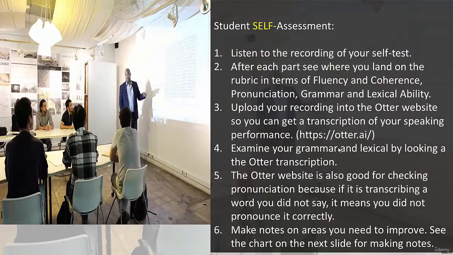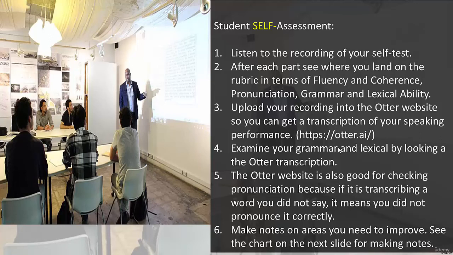Okay, so this is how you do a self-assessment. You want to listen to the recording of your self-test. Remember at the beginning I told you to record yourself. After each part 1, part 2, part 3, see where you land on the rubric in terms of fluency and coherence, pronunciation, grammar, lexical ability.